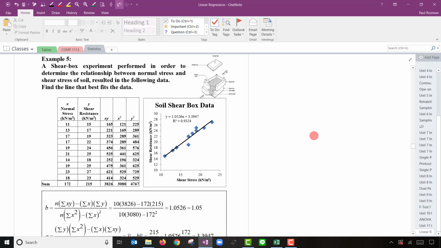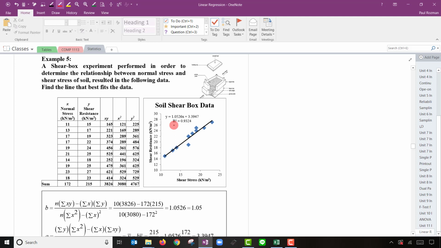Back to our shear box experiment. We had our data. It looked linear. We calculated R already. Excel doesn't like to give the correlation coefficient. It gives R squared. It doesn't like to give you a negative number.